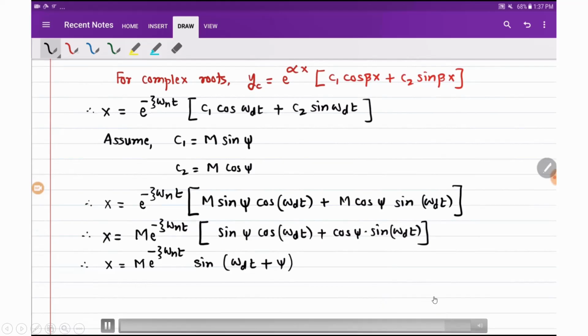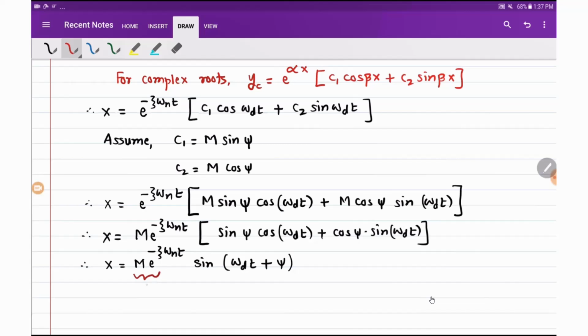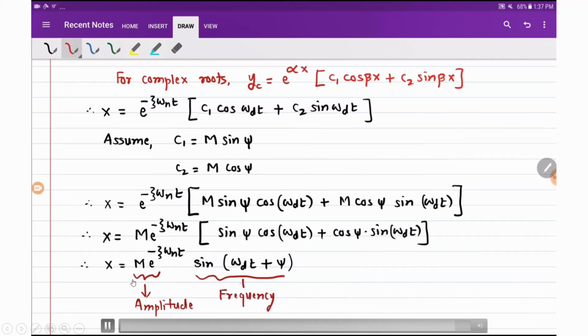So these are the general solutions for the critically damped system, overdamped system and underdamped system. In case of an overdamped system, we have real and different roots, whereas in case of a critically damped system, we have repeated roots, whereas in case of an underdamped system, we have complex roots. So this is the way of representing the displacement, which is a vector quantity, in terms of its amplitude and direction, and that direction part is represented by the frequency of the vibration in this particular case.